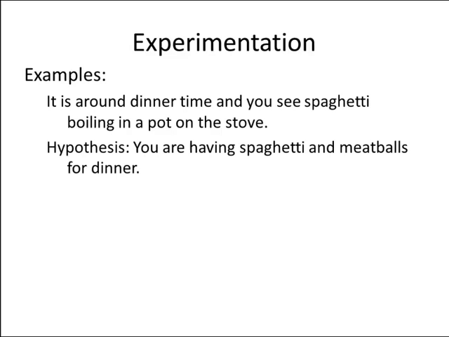So let's go back to our example, and let's say we have a hypothesis that we're having spaghetti and meatballs for dinner. So how could we test this hypothesis? How could we do further experimentation with this hypothesis? We could check to see what other ingredients are currently being used in the kitchen. Does there appear to be tomato sauce? Does there appear to be Parmesan cheese, if you have that on your spaghetti? You can also check to see if there are meatballs made.